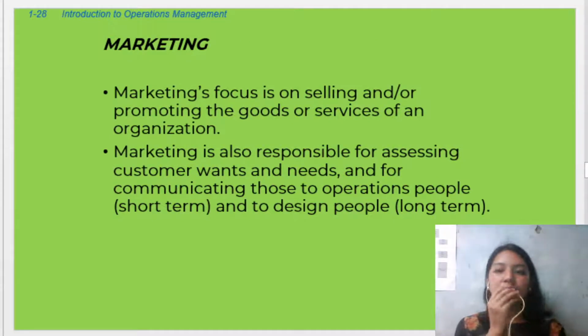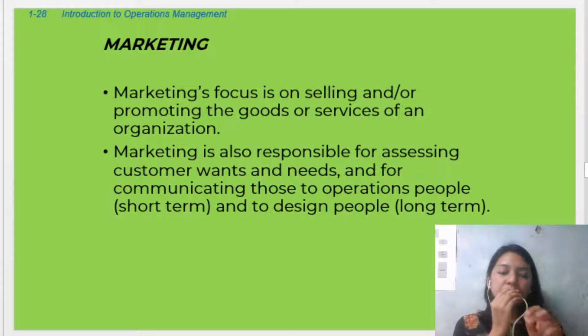So, sa marketing naman, nag-overlap sila ng operations in such a way that marketing's focus is on selling and promoting the goods or services of an organization. We already tackled about that. That's the job of marketing. To sell, promote, okay, para makaabot yun sa final customers.